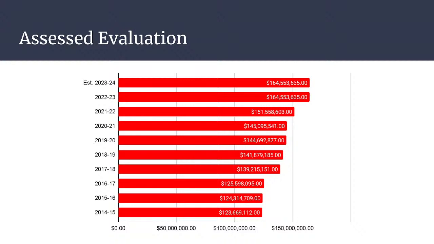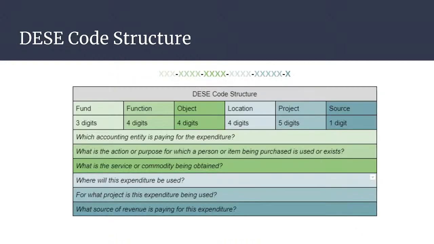FY23. We have kept this assessed valuation for the FY24 as it is a reassessment year. As we get actual information, we will update the board with a budget revision. And I also wanted to touch on our accounting system code structure tonight.